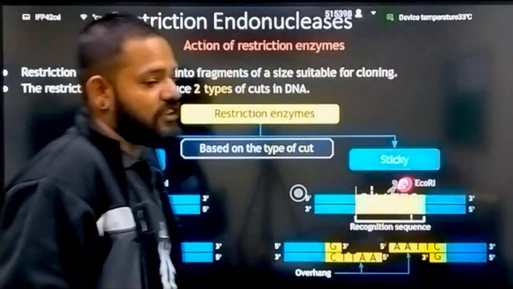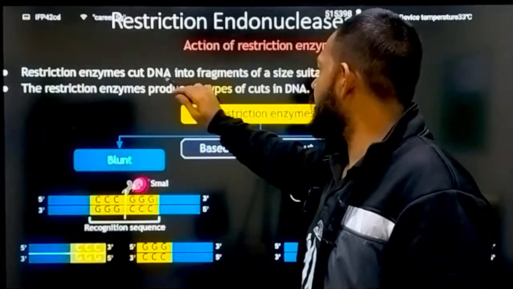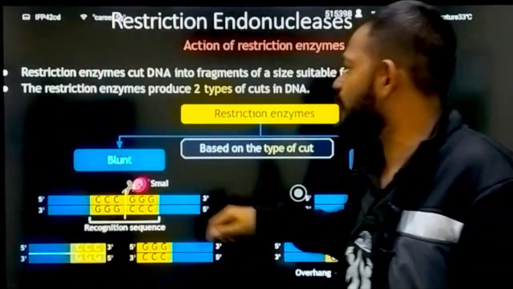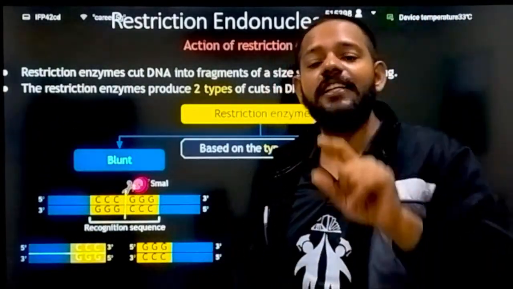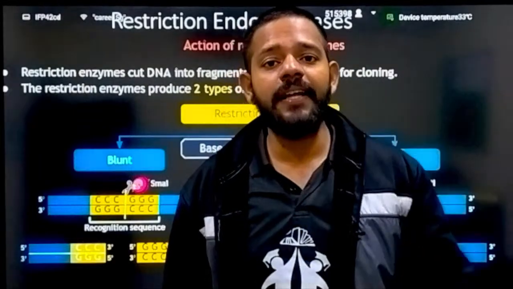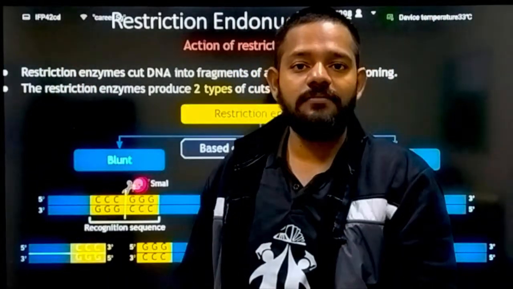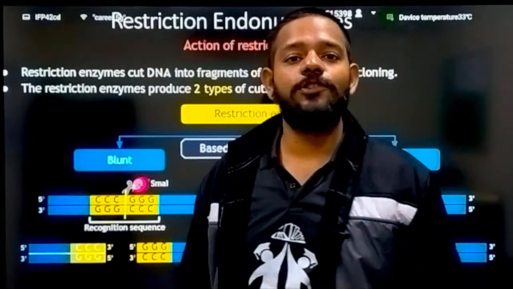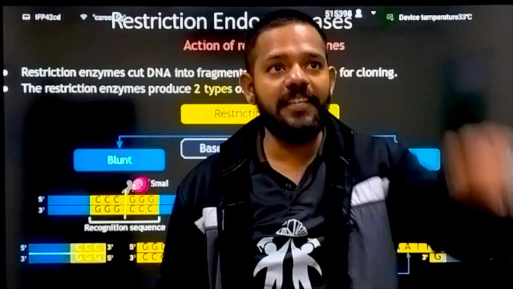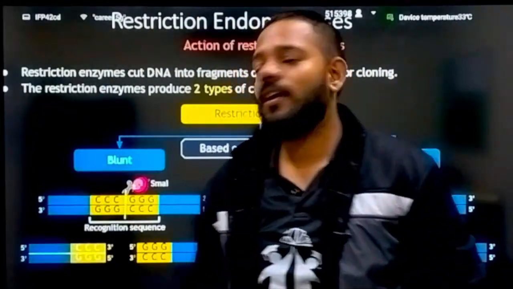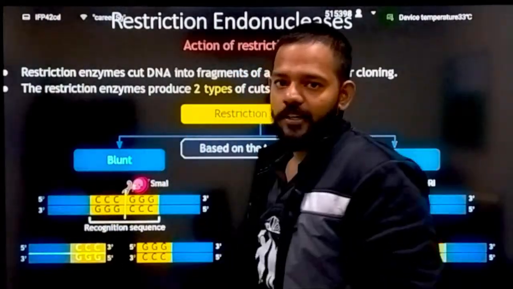Next we have the action of restriction enzyme. Now how does your restriction enzyme act? Okay, restriction enzymes cut DNA into fragments of a size suitable for cloning. The restriction enzyme produces two types of cuts. Your restriction enzyme cuts DNA in two forms. One, blunt end, and second one is sticky end. Blunt end means it cuts from the middle. Okay, middle में से काट दिया, दो हिस्सों में बट गया DNA. It will cut from the middle and separate your DNA into two parts. And sticky in a zigzag manner. Okay, see, this is blunt. Okay, बीच में से काट दिए, दो हिस्से में कन्वर्ट हो गया, सिंपल.